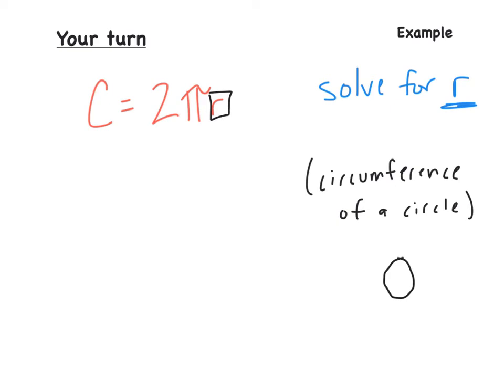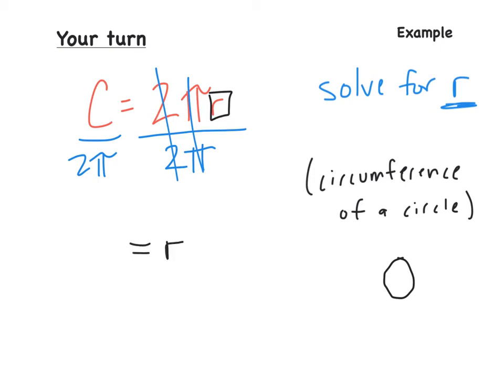So if we have c is equal to 2 pi r, this is the 2 times pi times r, the opposite of multiplication is division. So we would just have to divide by 2 pi, and we would divide by 2 pi on the left side too. So the 2's cancel out, pi's cancel out, and all that we have left on the right side is r. On the left side we would have c divided by 2 pi. So this is our final answer.